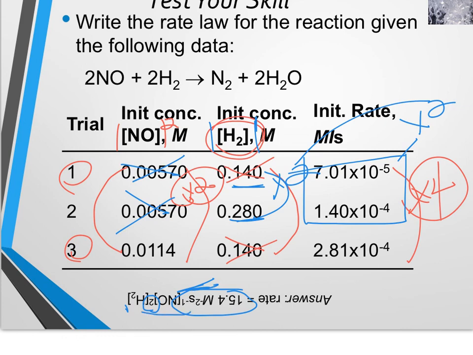Notice that the overall order of this reaction is third. So the units for K, the rate constant, for a third order reaction overall are always 1 over molarity squared times seconds. Okay? And so you'll get used to the proper units when you work enough of them. That's it for this lecture.